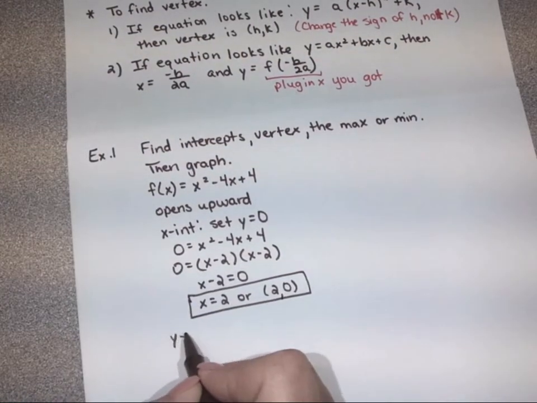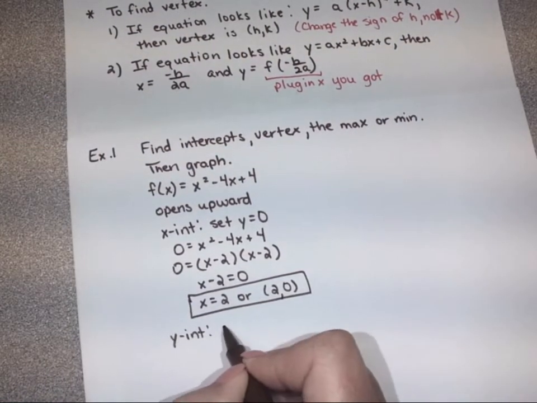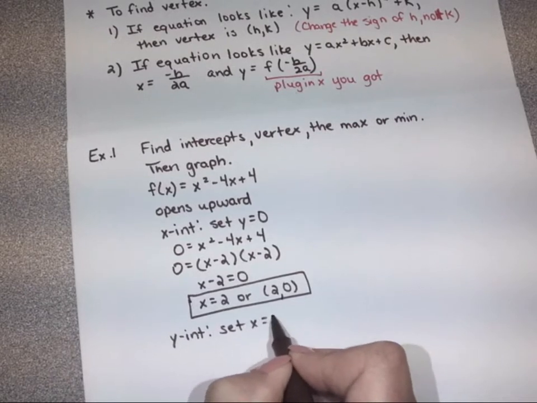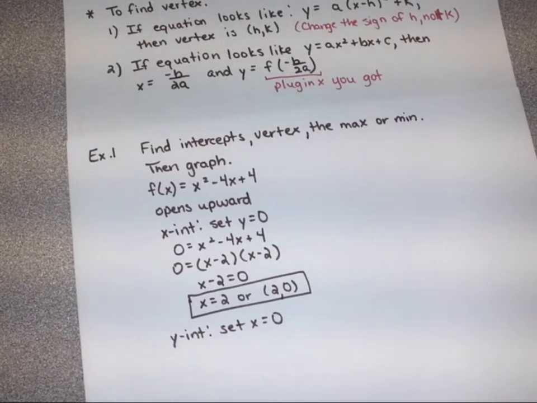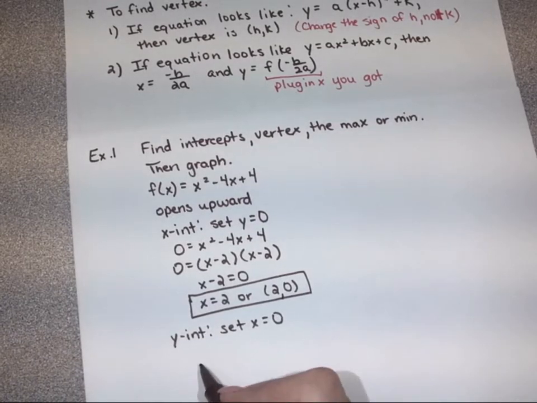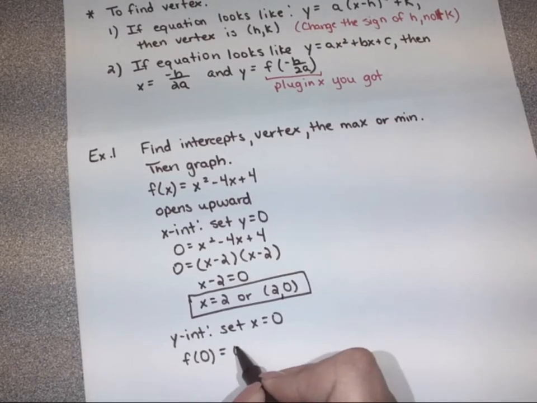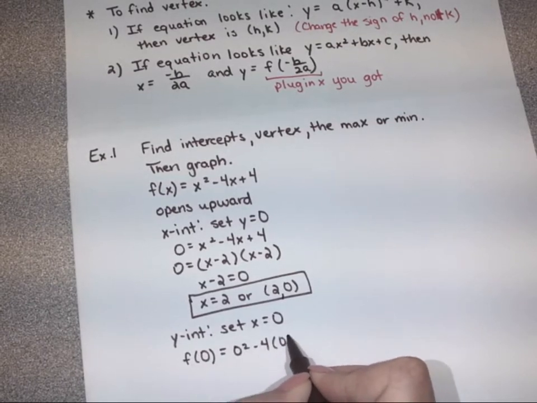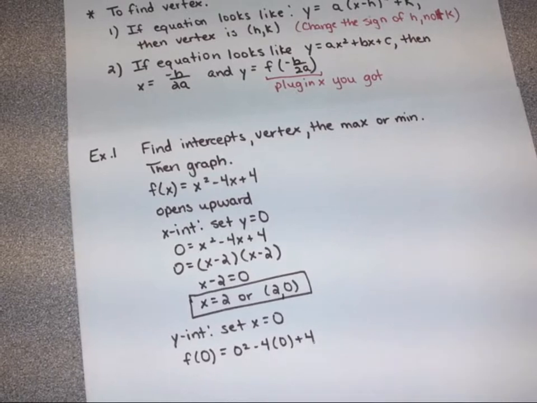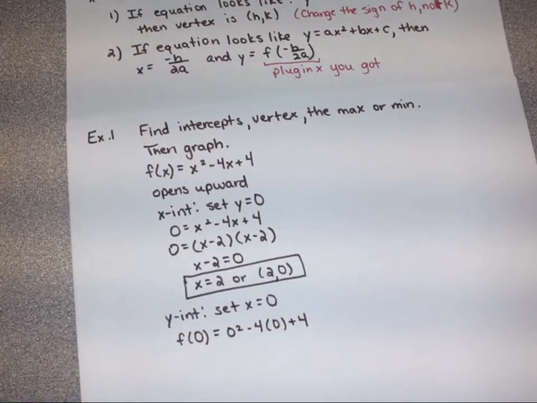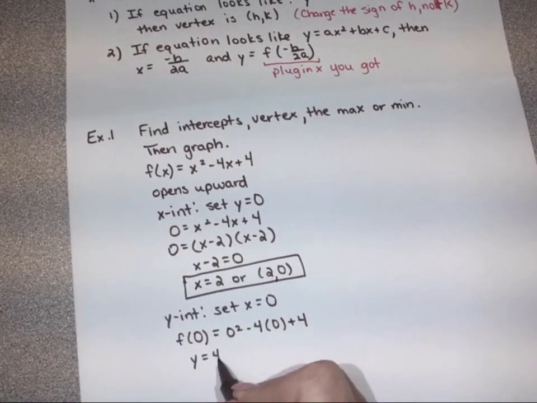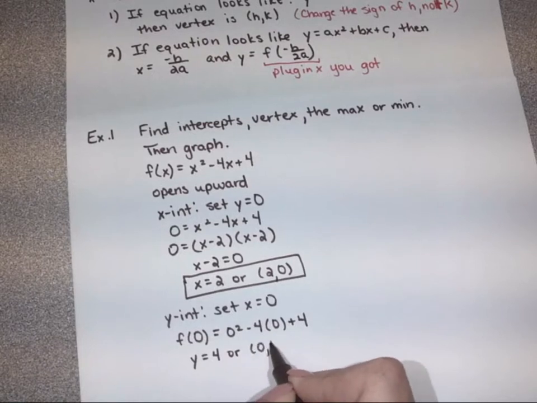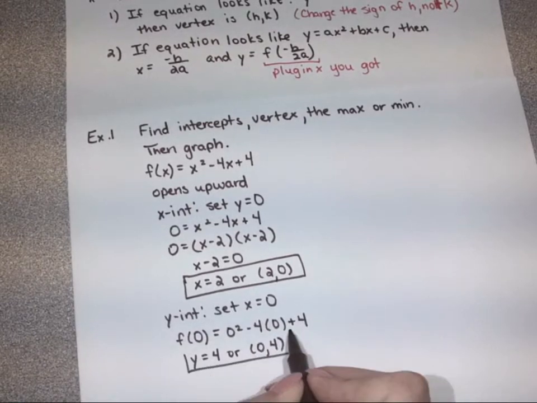Okay, so that's the x-intercept. Now let's find the y-intercept. Y-intercept is easier because you don't have to worry about factoring. So if we set x equal to 0, we're going to get f of 0 equals 0 squared minus 4 times 0 plus 4. So what are we going to be left with? 4. So y equals 4, or again, if you're asked to list it as a point, it would be 0 comma 4.